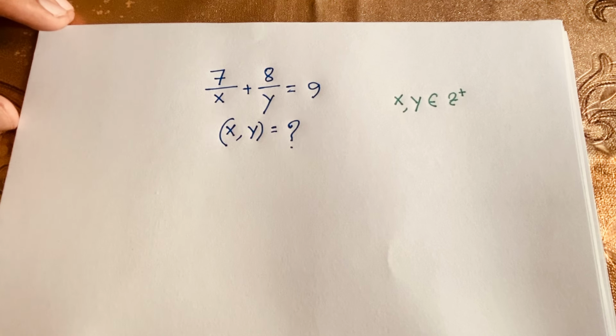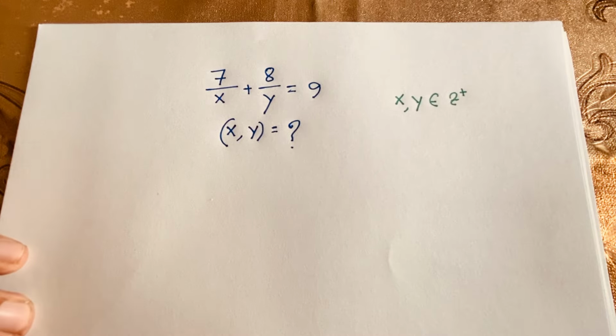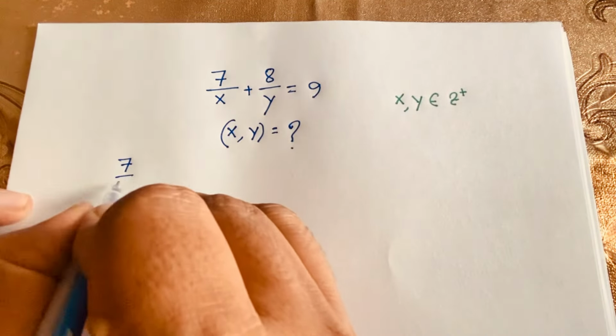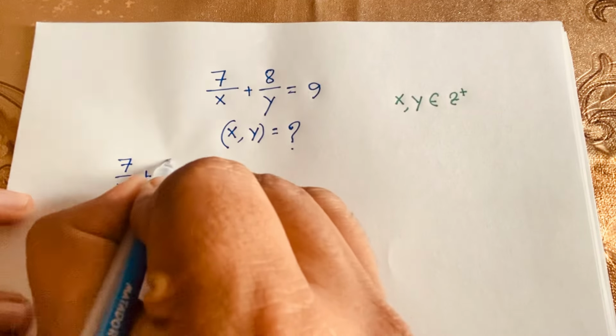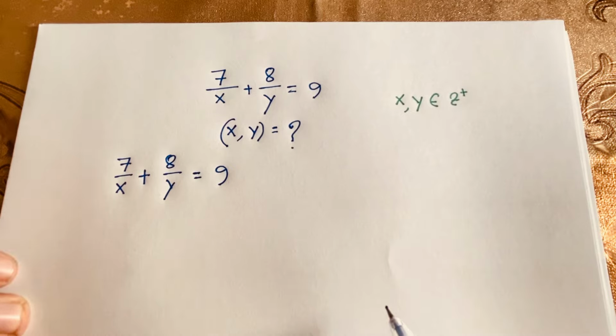In this video, we are going to solve this interesting maths Olympiad question. This question is 7 over x plus 8 over y is equal to 9. We'll find out what is the value of x and y in this maths Olympiad question. But here x and y are positive integers. So let's start. Our question is 7 over x plus 8 over y is equal to 9.